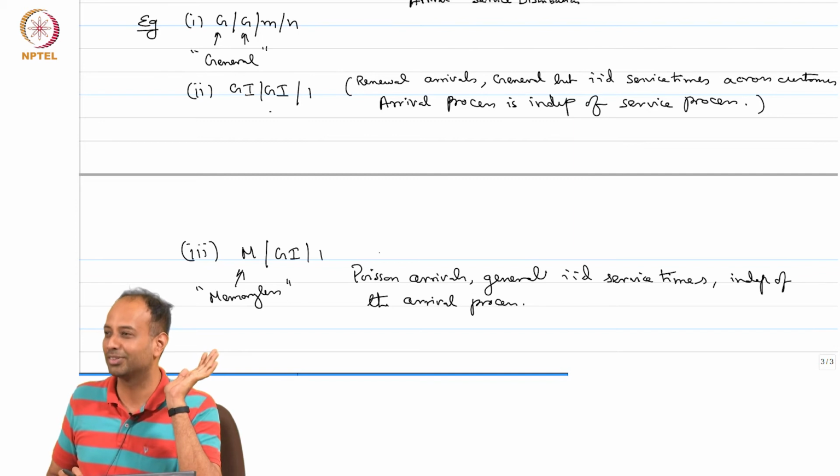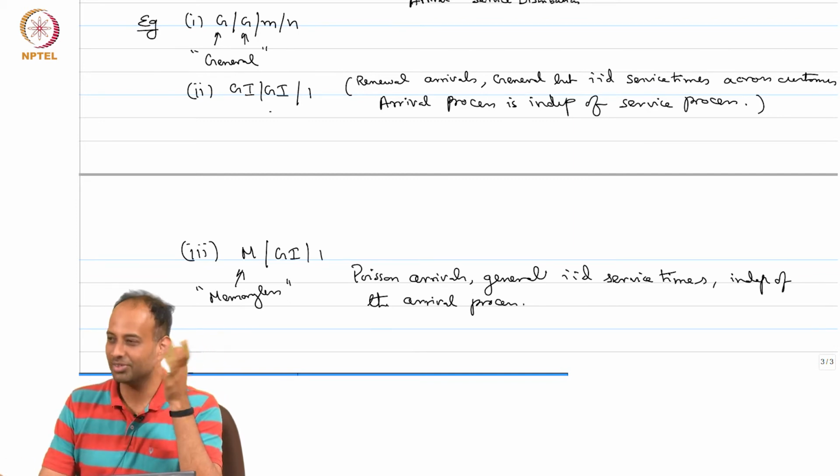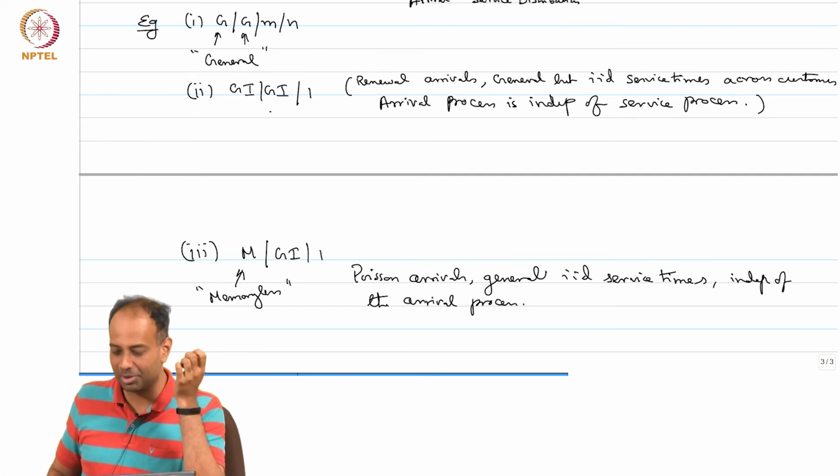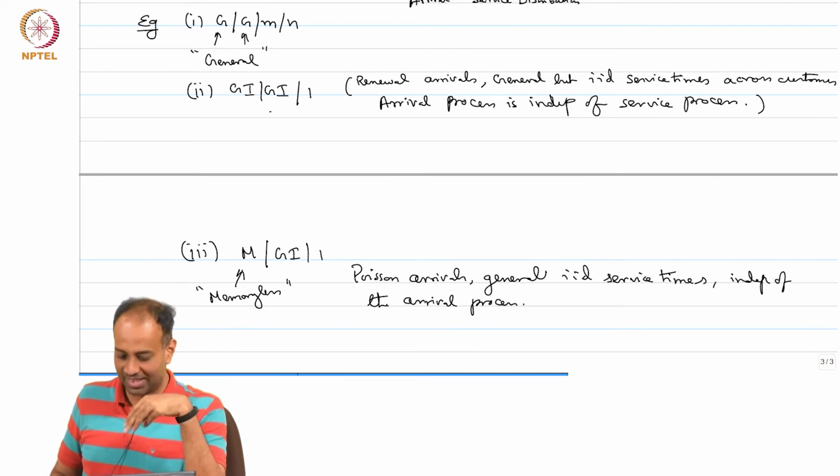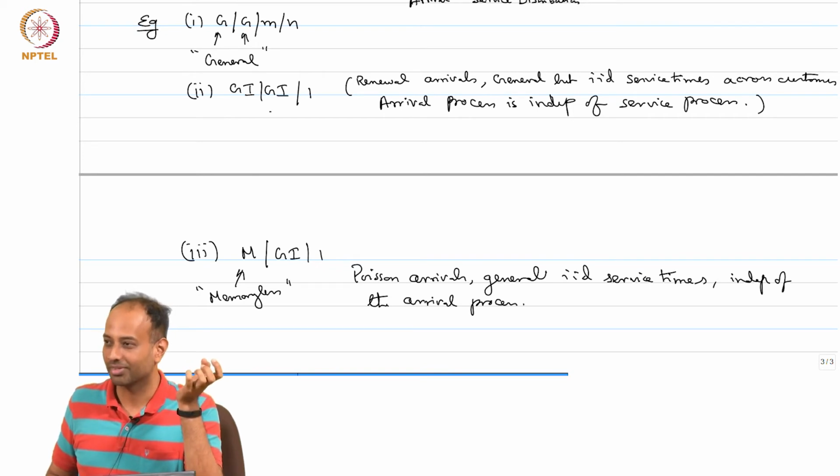I am not saying that this is true in all queuing systems. I am just giving some examples. If you have the most general queuing system where everything is correlated with everything else, it is impossible to study. So these are just examples of queuing systems we can do something mathematically about.